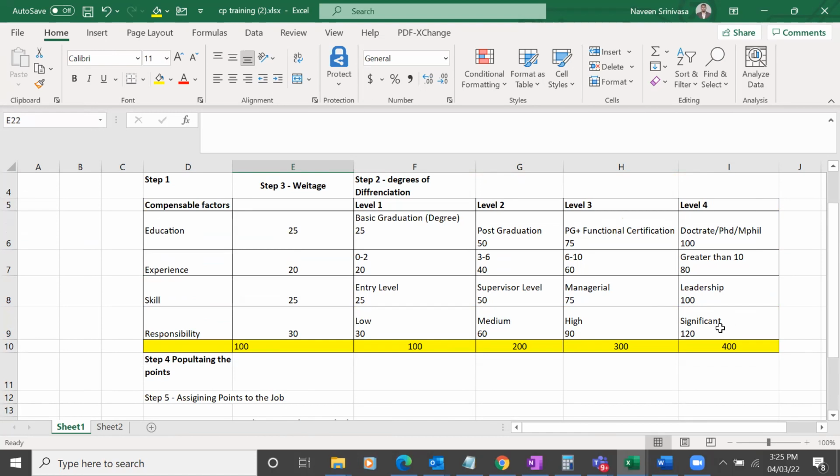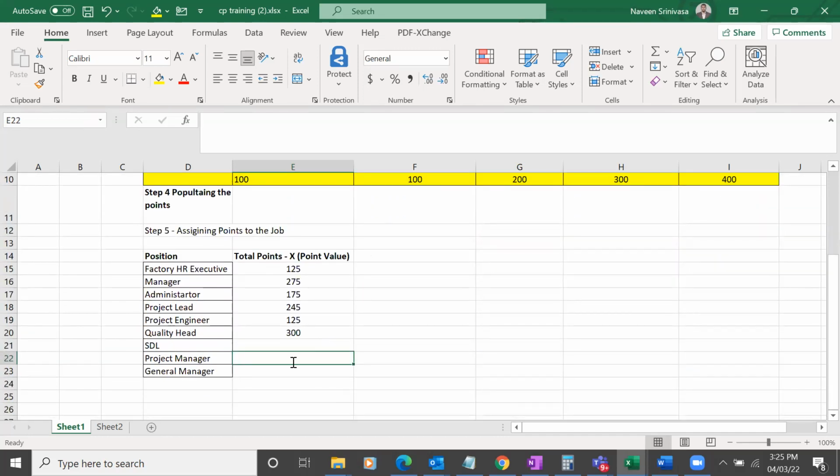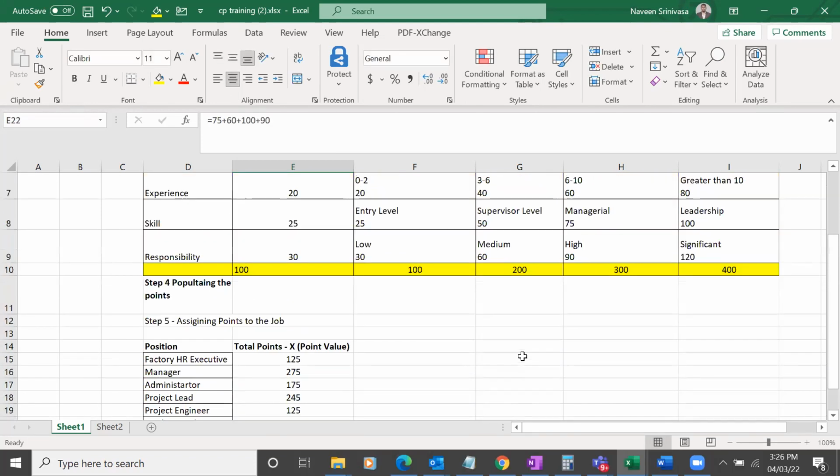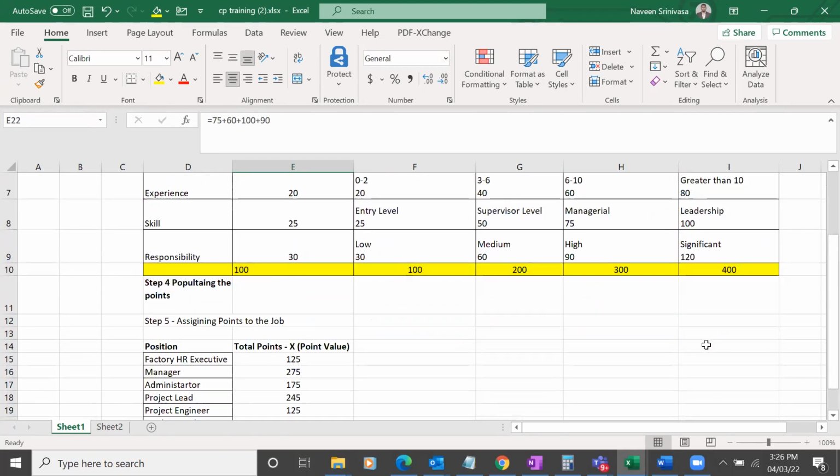75-60, 75-120 we can give, or leadership, I don't know. 75-60, 100, 90. Yeah, 75-60, 155, then 100 to 255, and then high 90. 75-60, 190. Yeah. Okay. General manager 400. Yeah, general manager 400. 180, 100, 120.